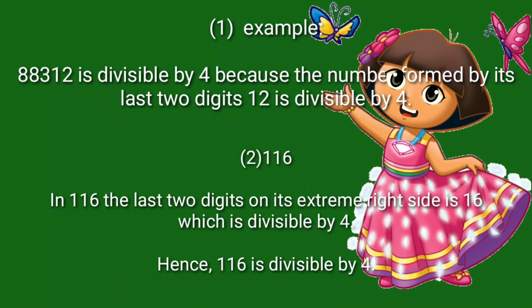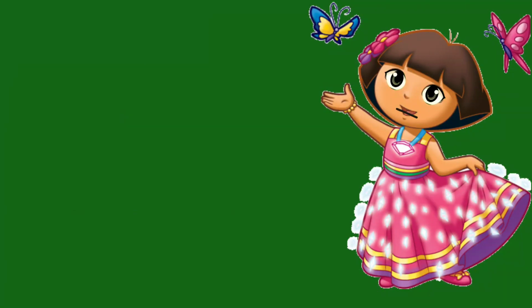Example: 88,312 is divisible by 4 because the number formed by its last two digits, 12, is divisible by 4. Example 2, 116. In 116, the last two digits on its extreme right side are 16, which is divisible by 4. Hence, 116 is divisible by 4.